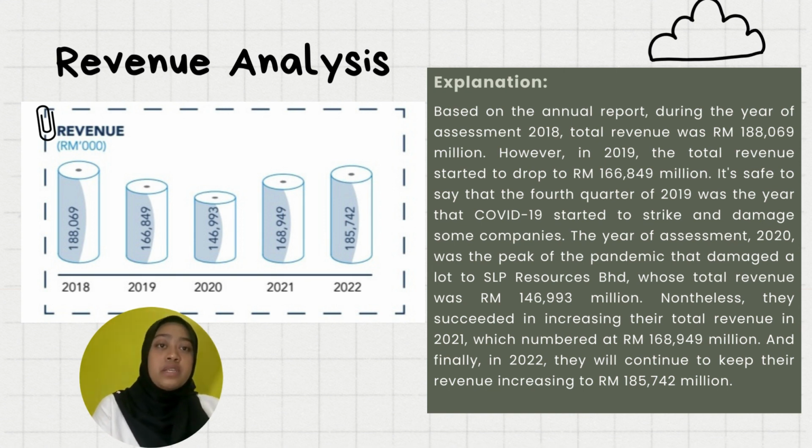I am going to continue explaining the revenue analysis on SLP Resources Berhad. Based on the annual report, during the year of assessment 2018, the revenue was RM188,069 million. However, in 2019, the total revenue started to drop to RM166,849 million. It's safe to say that the fourth quarter of 2019 was when COVID-19 started to strike and damage some companies.